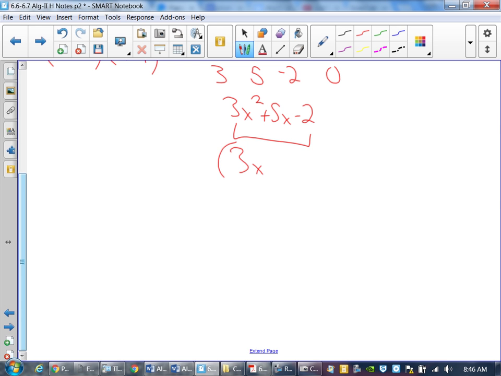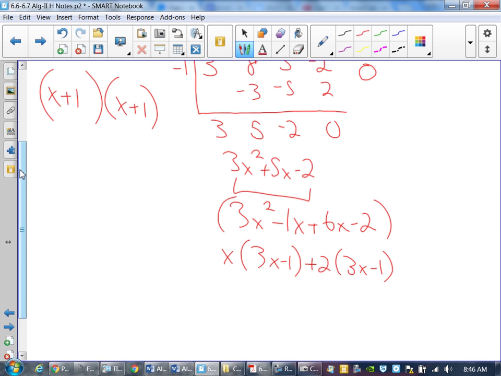So we get 3x squared minus 1x plus 6x minus 2. So you have an x, 3x minus 1. Take out the 2. So we wind up with x plus... what's that? Oh wait, no, I did do it right. So you have x plus 1, x plus 1, x plus 2, and 3x minus 1. So my zeros are at negative 1, negative 2, and 1/3. This one is a repeated one, so I should probably write that down twice so I don't forget it.